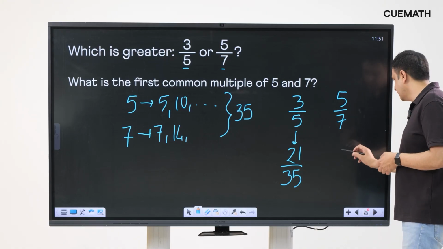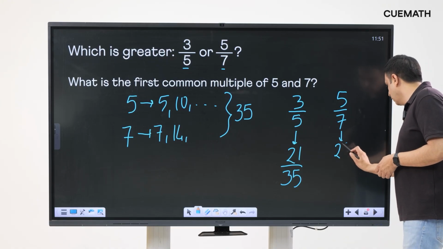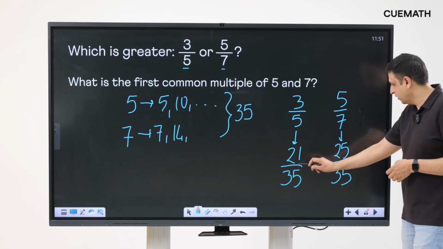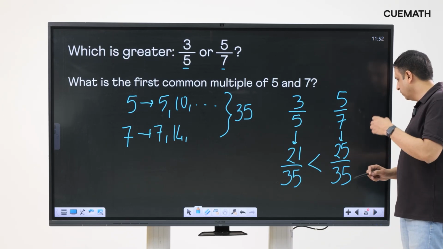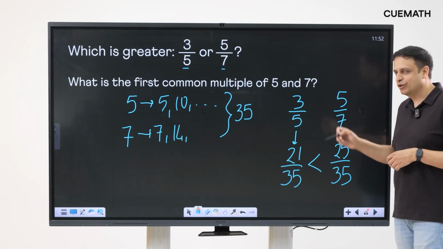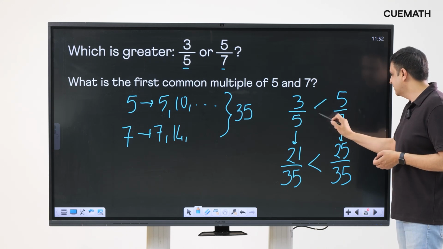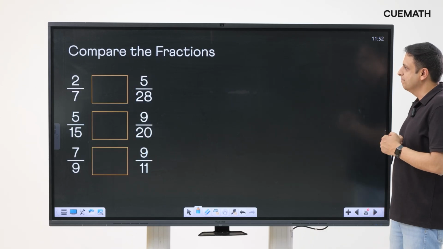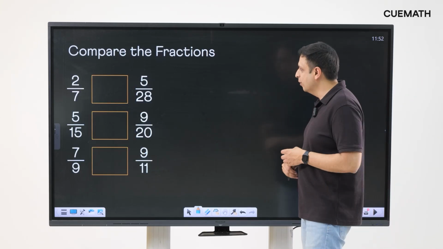So this will give us 25 over 35, and now we can immediately see that 21 over 35 is less than 25 over 35, and therefore 3 over 5 is less than 5 over 7. So this is the comparison. Okay, now we just have to solve a few more problems.